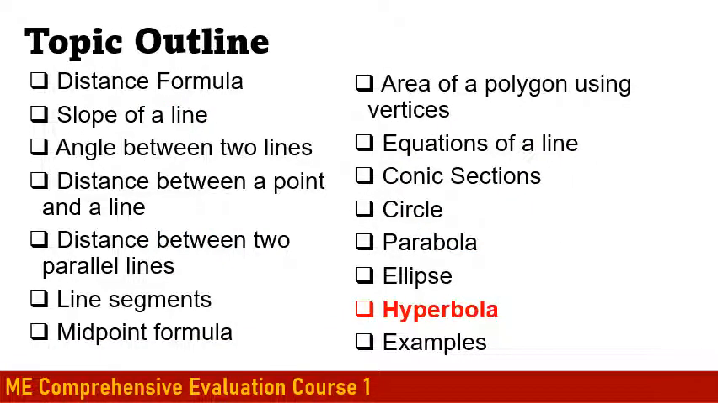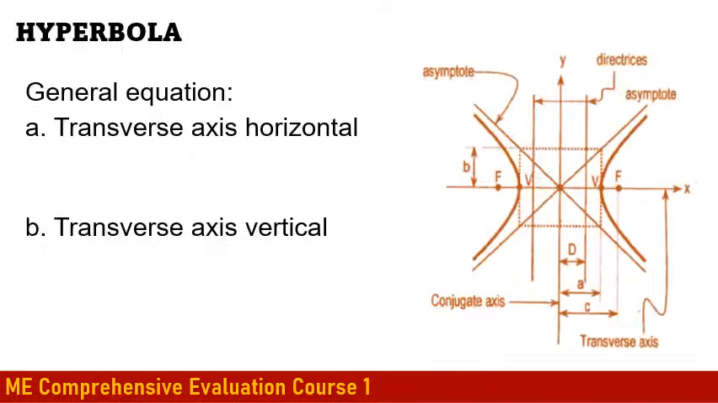Now let's move forward to hyperbola. So this is how a hyperbola looks like, as well as the different parts. This is the illustration for a hyperbola with transverse axis horizontal, because this part here is the transverse axis. If it is perpendicular, if it is vertical, then it would be a transverse axis vertical hyperbola. So the different parts are the directrix, the asymptote. We also have here the conjugate axis.